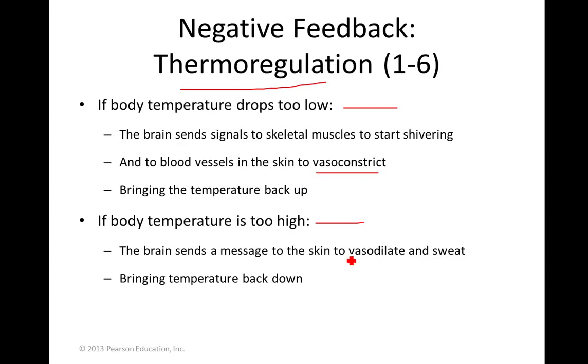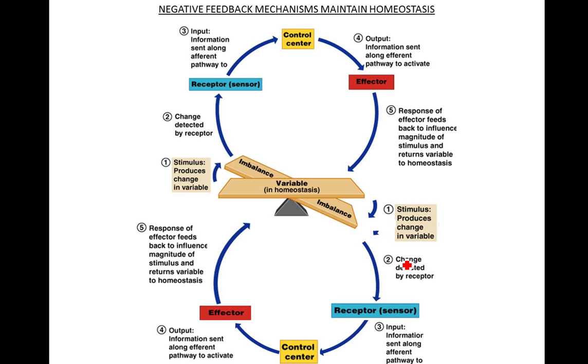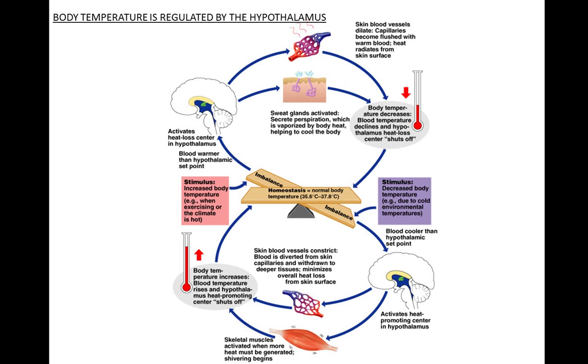Vasoconstrict, as we get into the circulatory system, we'll talk about that. So, let's see. There's that generic one again. Let's move down to here. So, we got some stuff going on here. So here's the stimulus. Here's high. Here's low, and you can say hyper or hypo.